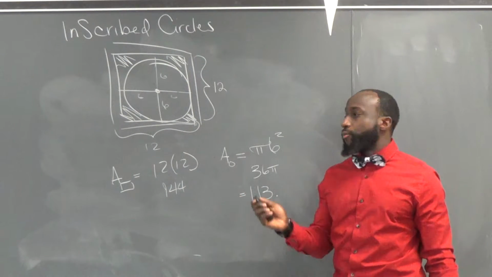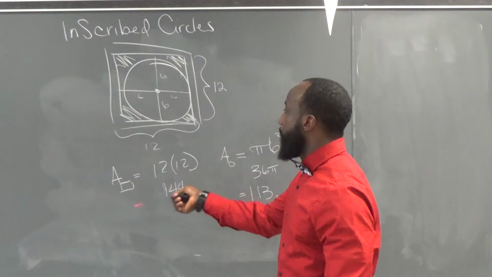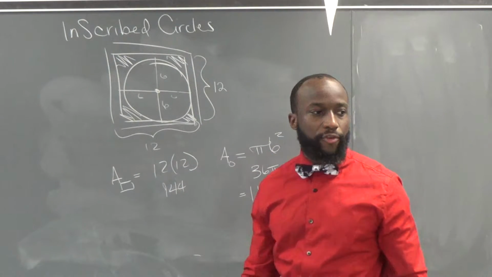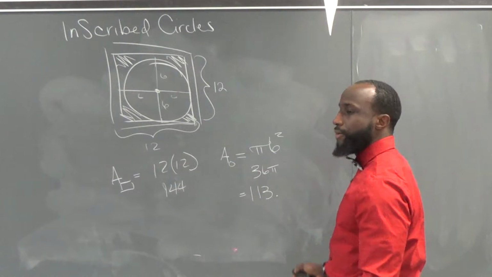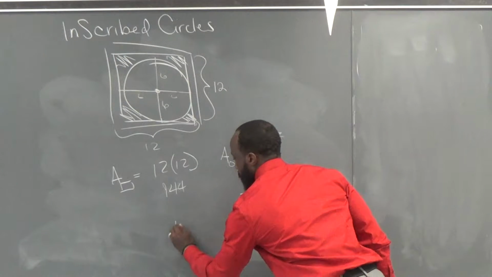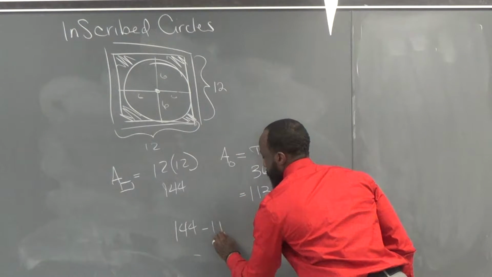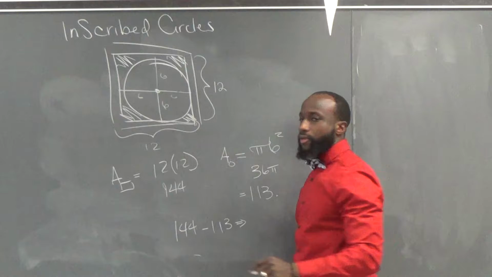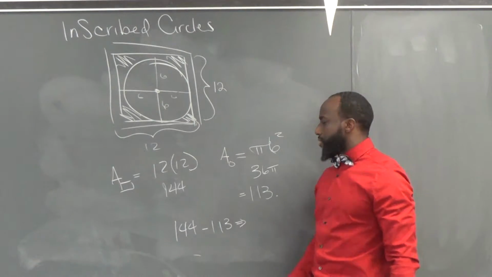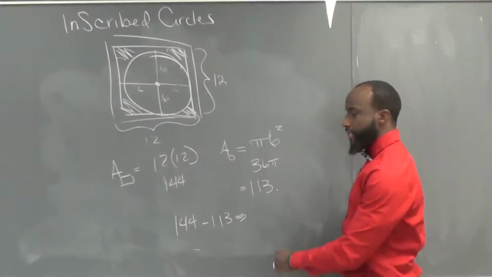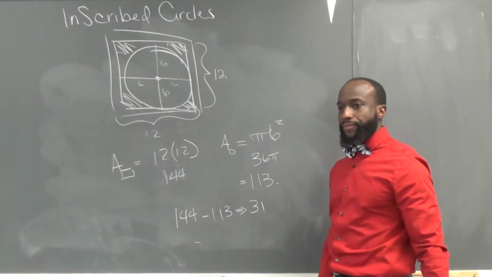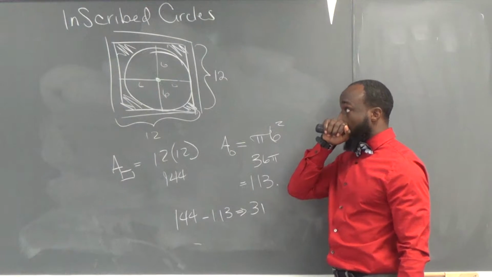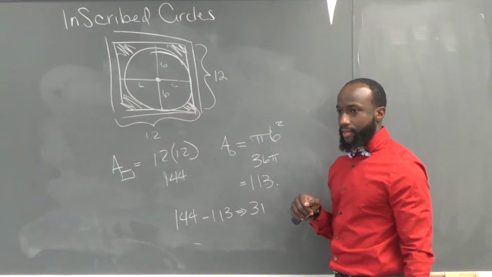So now we have our two areas. We have our big area, which is 144, and we have our smaller area, which is 113. So you subtract the two. 144 minus 113, and that'll give you the measure of our shaded area, which is 31.11. Does everybody get that? You see that? Yes, sir.